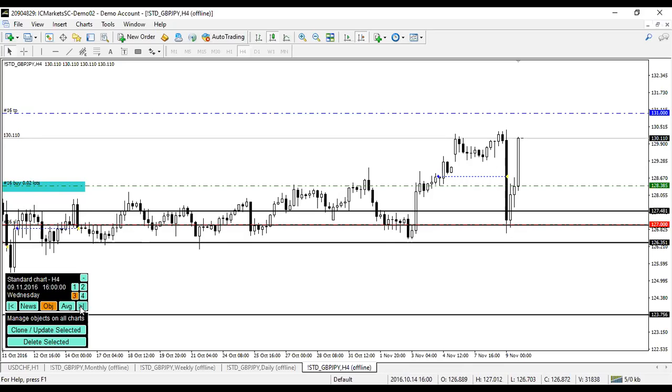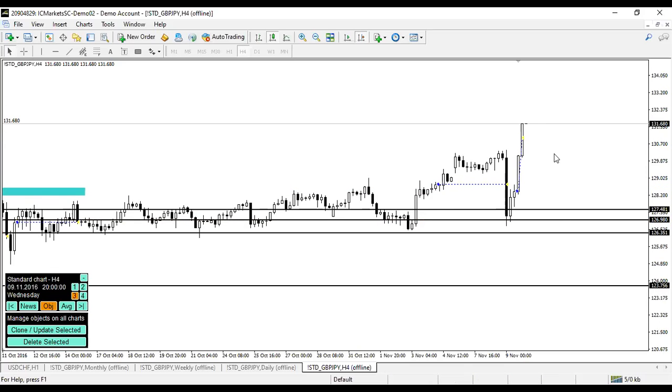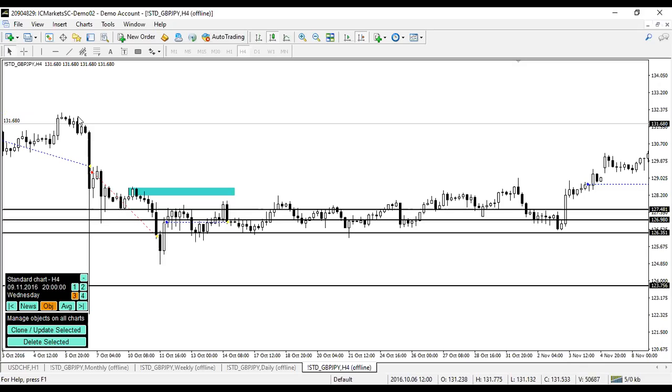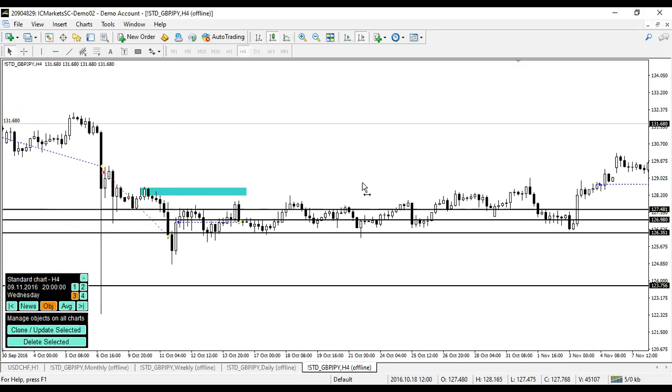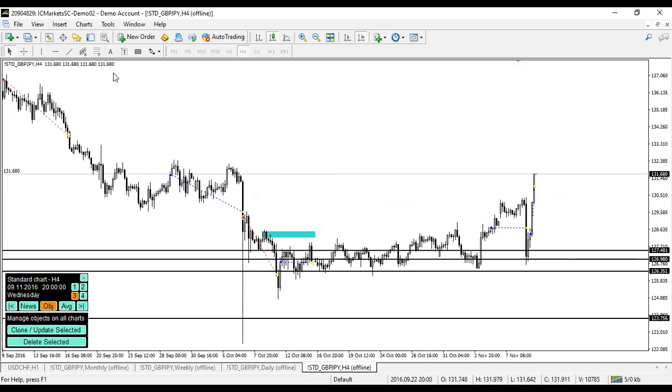So as we see, price went all the way up and hit our take profit as well. We have clean traffic on the left, so price went all the way up, and if price breaks this level, then we can look for a buy on a retest as well.